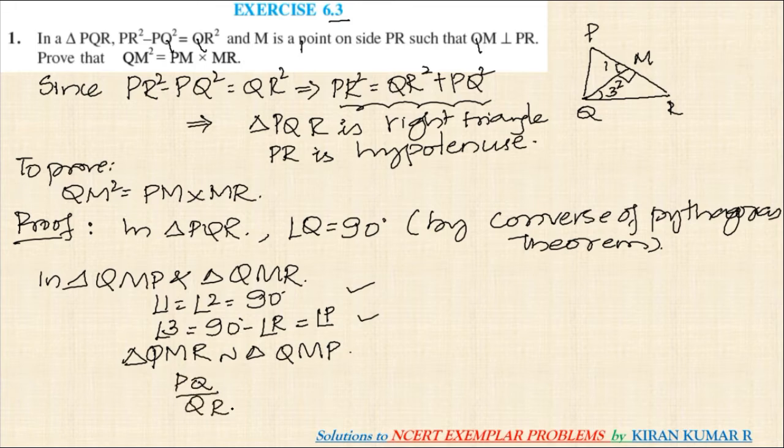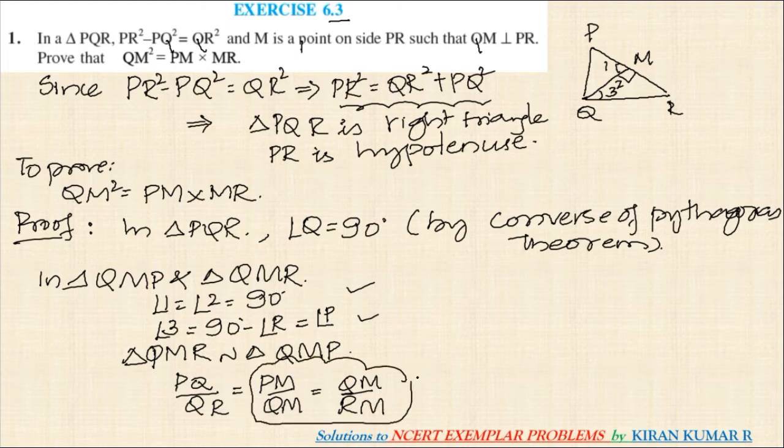PQ by QR will become equal to PM by QM. This is equal to QM by RM. Now I'll consider only this part. Now if you do cross multiplication, we get QM square equal to PM multiplied to RM. Hence we have proved it.